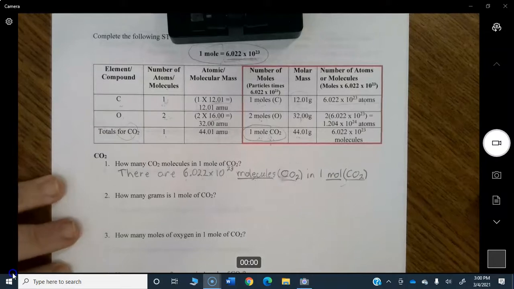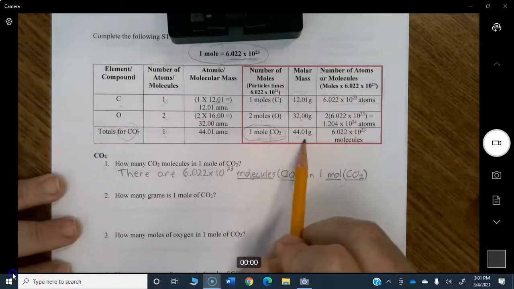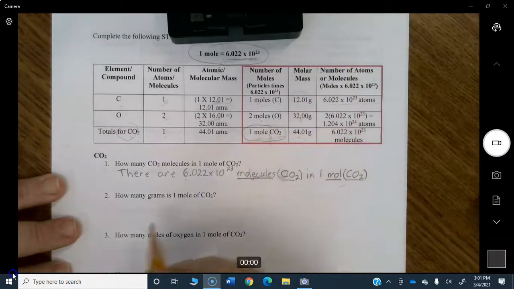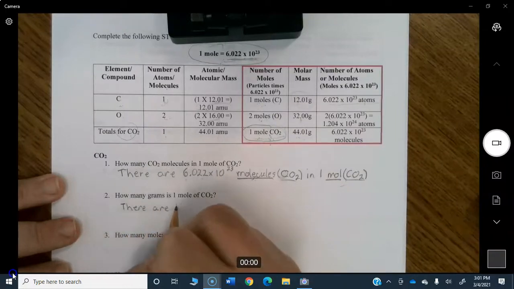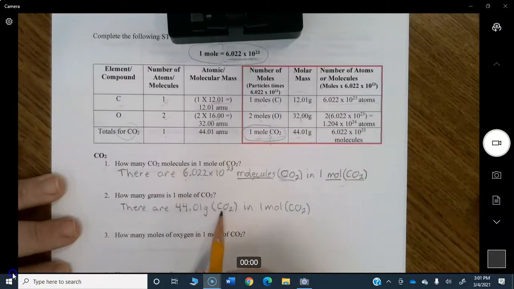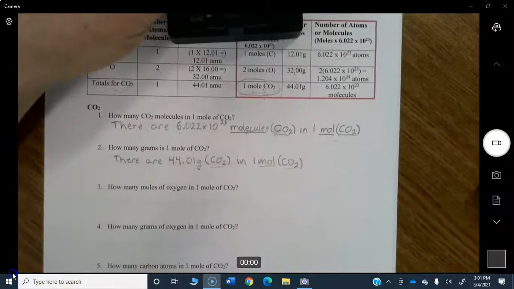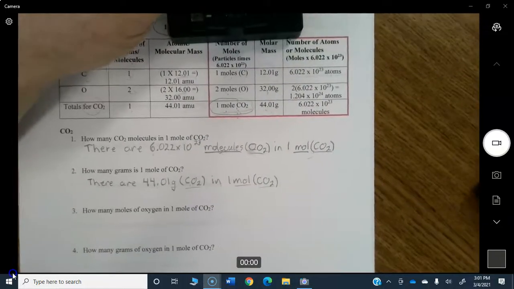How many grams is 1 mole of CO2? So 1 mole of CO2, everything here is referenced to 1 mole, and there's the number of grams. It's 44.01. So you can write, there are 44.01 grams of CO2 right there in 1 mole of CO2. Again, unit of measure is grams, substance is CO2. Unit of measure here is moles, substance is CO2. Always have both of those things after any number in chemistry here. Okay.